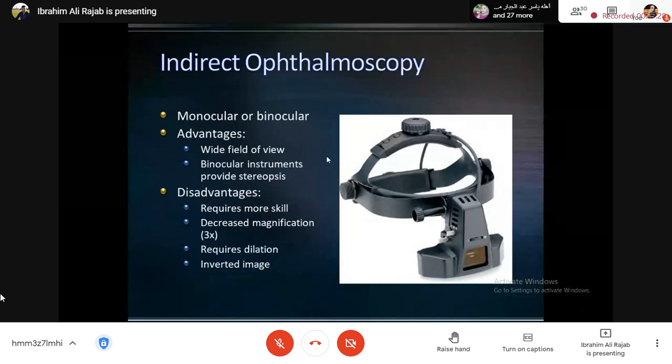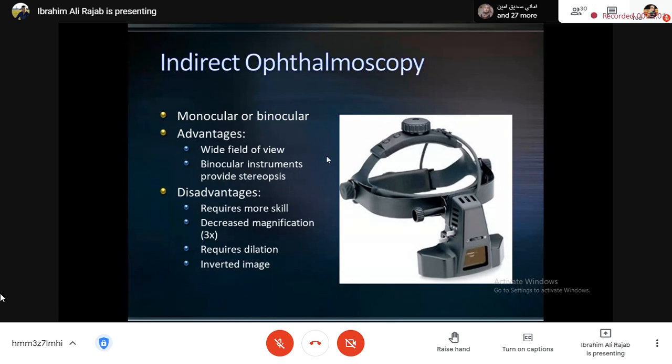As I said, because we have a wide field of view, we will have a decreased magnification, and it requires more skills. You need more training on indirect ophthalmoscope. This is the second disadvantage. You need more training to catch the image of the fundus by the indirect ophthalmoscope. While direct ophthalmoscope, I'm sure you are from the first time we will catch the image of the retina.